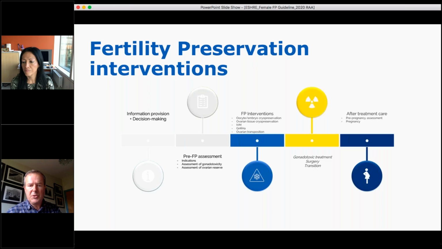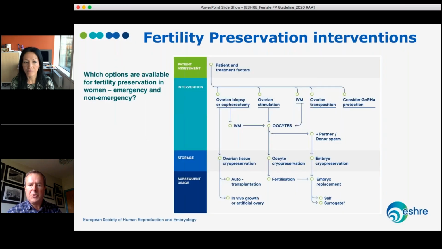What about the interventions themselves? What are we going to offer? Well, you'll have seen versions of diagrams like this, perhaps in previous publications, but I think this sets out the patient journey and the options available, and then what are the consequences for what you end up storing for subsequent use. And that's important to go through with the patients: what are the implications of what might happen to them and what they might be able to use further down the road. And so you can see that that may involve autotransplantation or replacement of oocytes or embryos. And indeed, we highlighted in some circumstances, of course, a surrogate will be required for that.